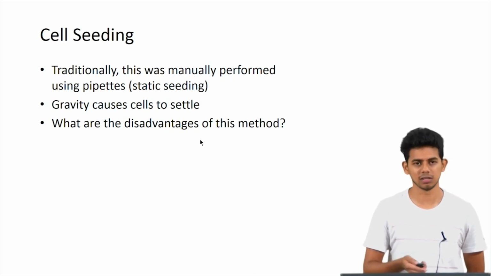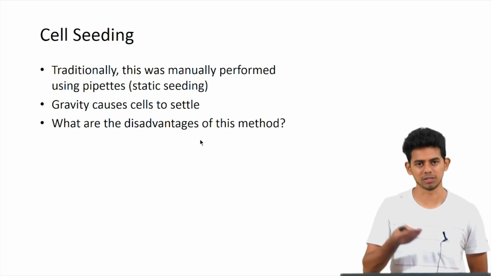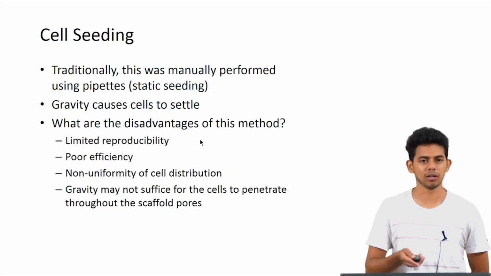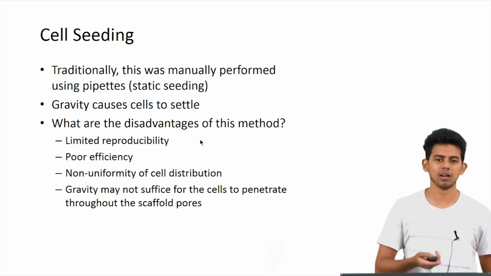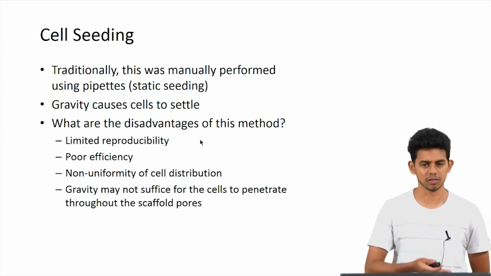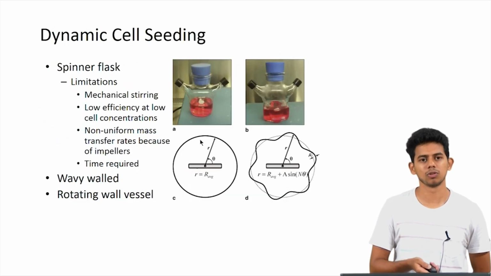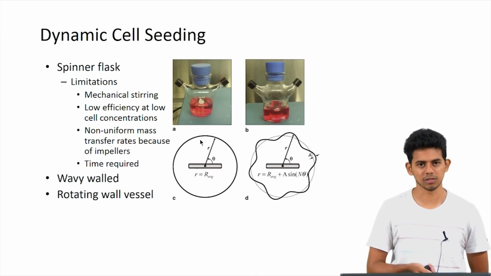So traditionally cell seeding was done by dropping the cells onto a scaffold using a pipette. So here you rely on gravity to take the cells into the scaffold. But the disadvantage of this is there would be a non-uniform distribution of the cells into the scaffold, and there may not be a complete penetration of the cells throughout the scaffold, and its efficiency and reproducibility is also affected. So that is why dynamic cell seeding is used mainly in the bioreactors.